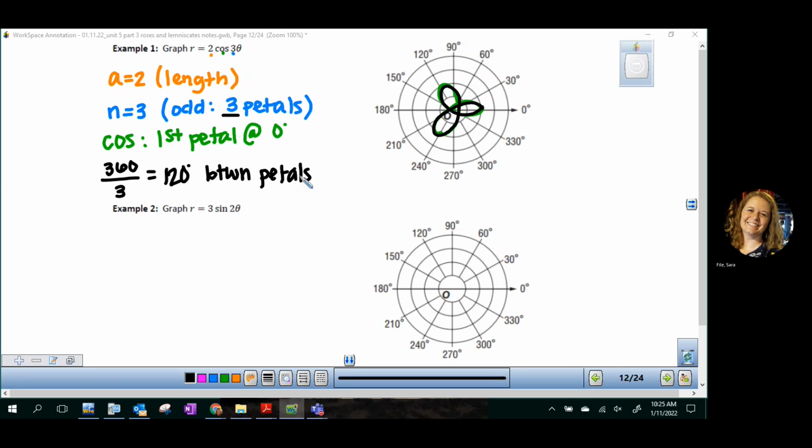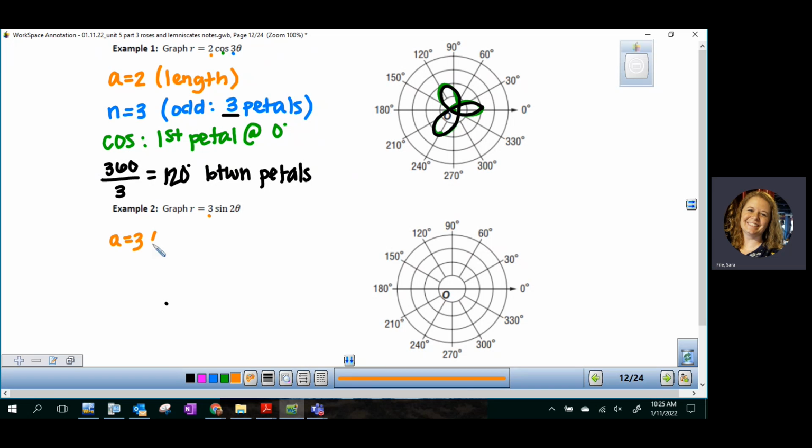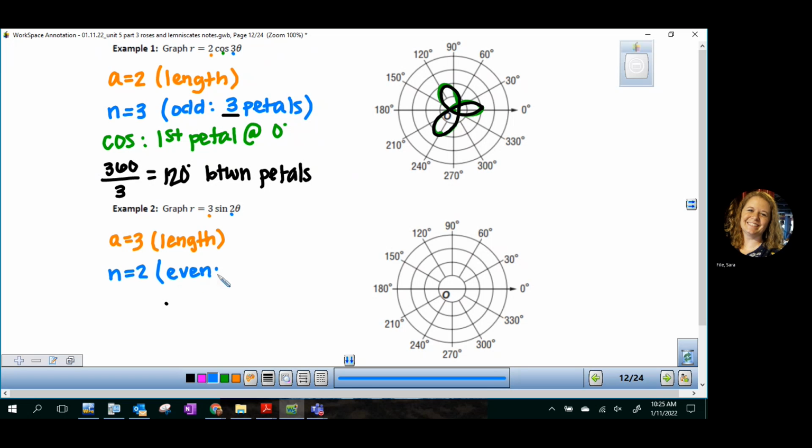All right, so let's look at the second example. We've got an A value of 3, which is going to be the length of the petal. We've got an N value of 2. What does that tell me? That's an even number. So what does that mean? So there will be 4 petals. Good. You've got to double it when it's even.